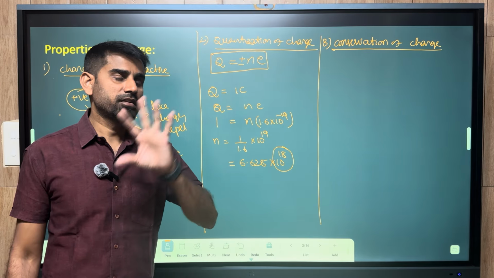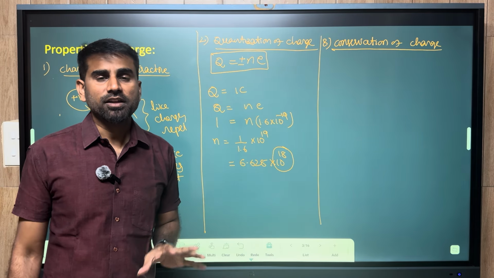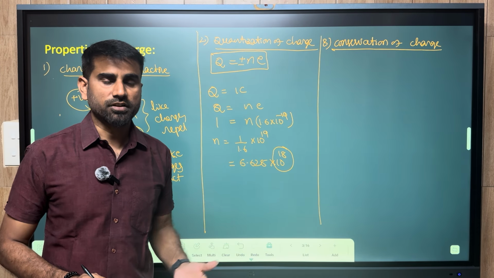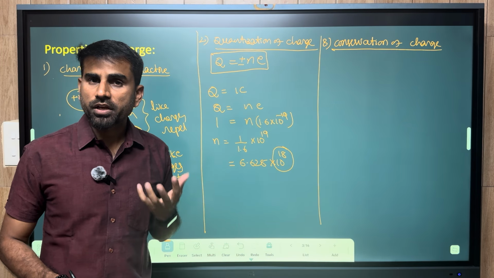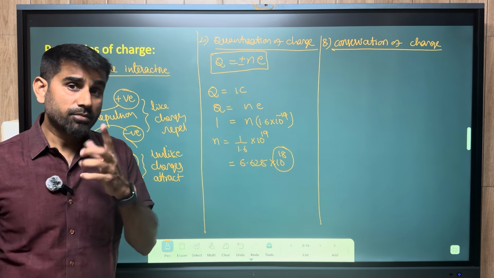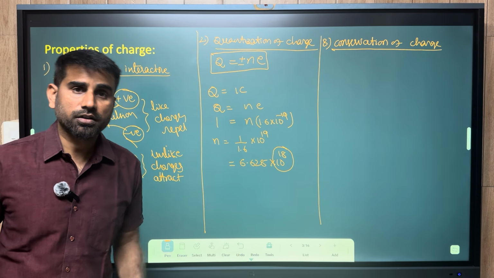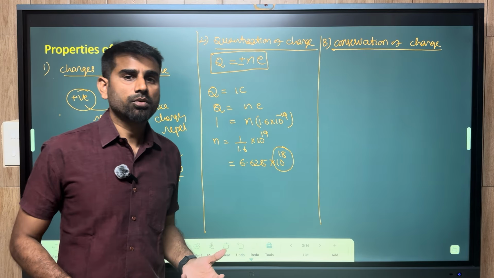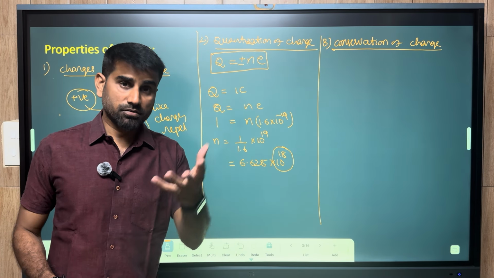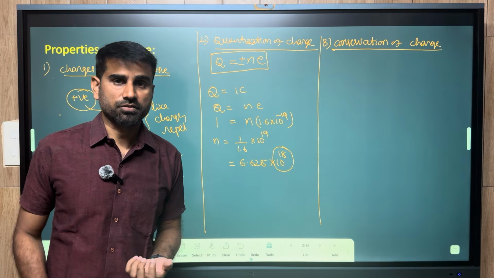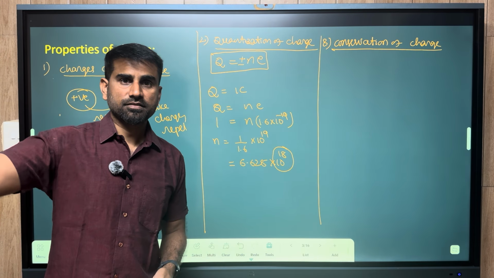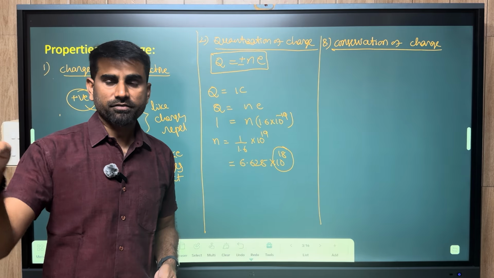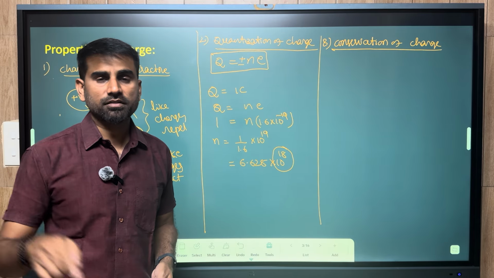I cannot say I have created 10 electrons today, or that I have destroyed 5 electrons today, because charges cannot be created or destroyed, but they can be transferred from one body to another body. That we are going to learn. That is the reason we get electric shocks, because charge gets passed through our body when we put our fingers in the plug points, sockets.